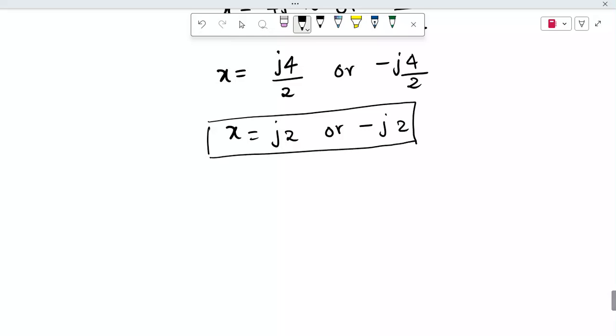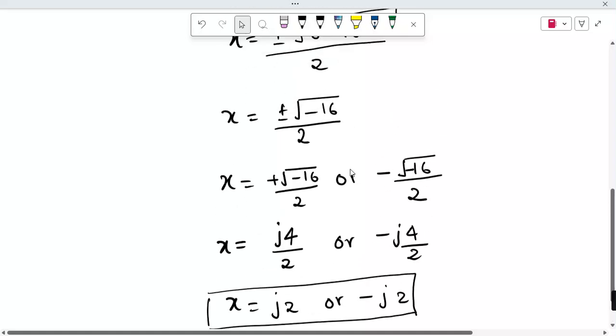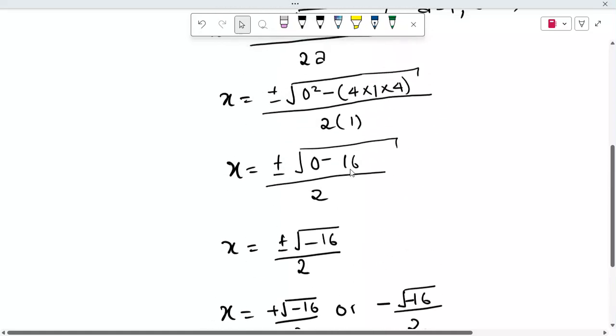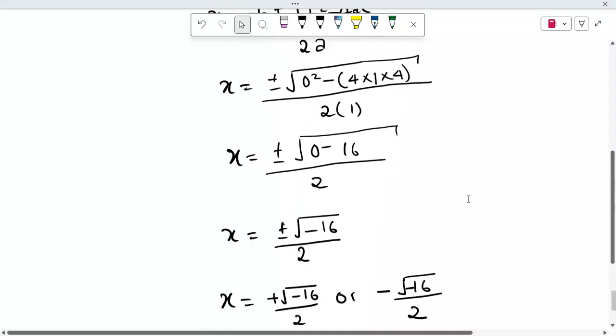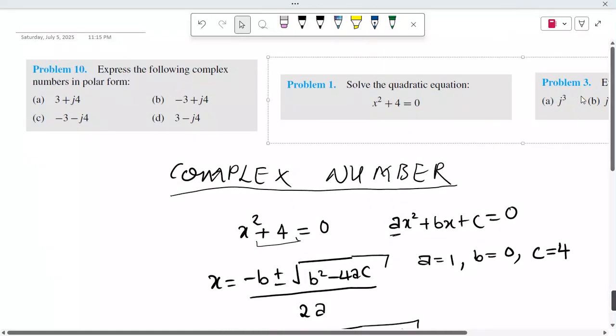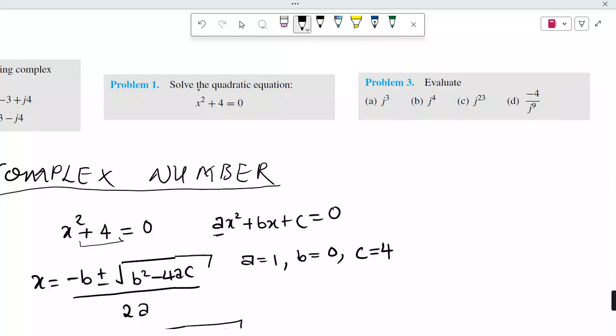So this is what complex numbers are all about. When you find you are getting the square root of a negative number, you introduce a j component. So j represents complex. Okay, so let's come to problem 3. For problem 3, you just have to write some identities. One important identity when you're dealing with complex numbers.